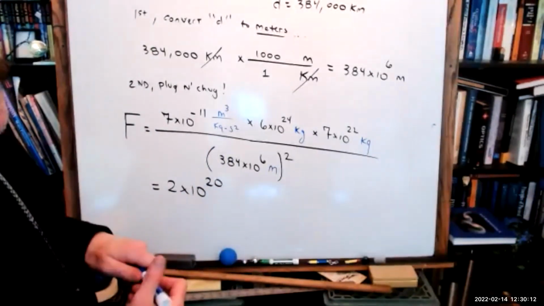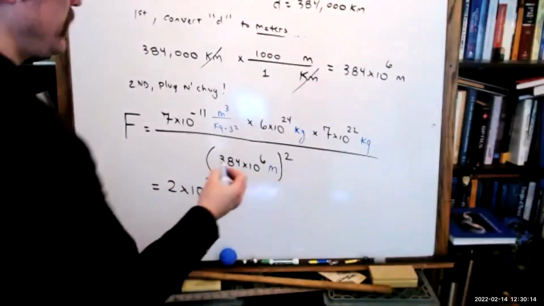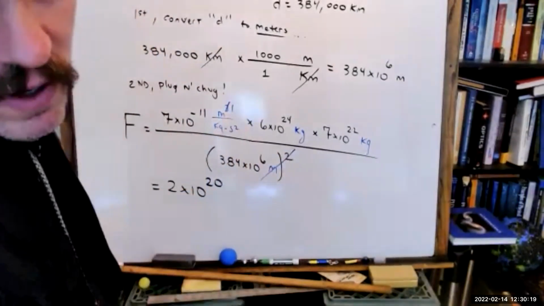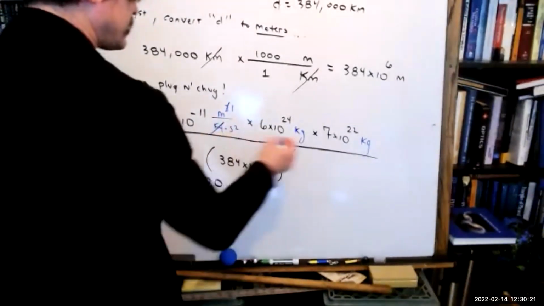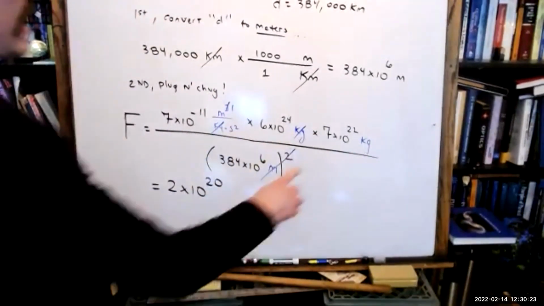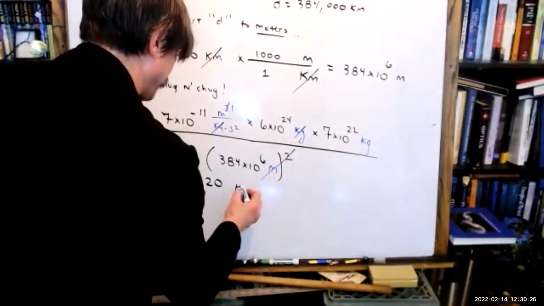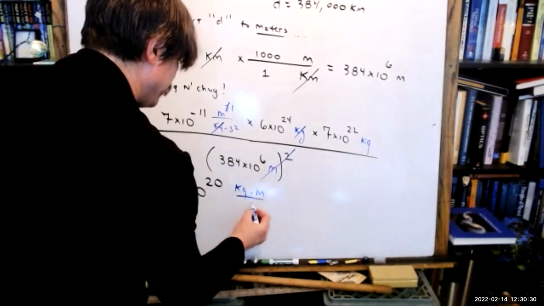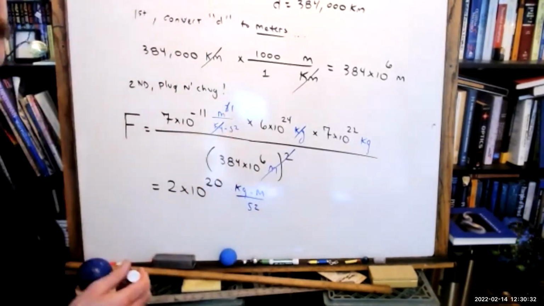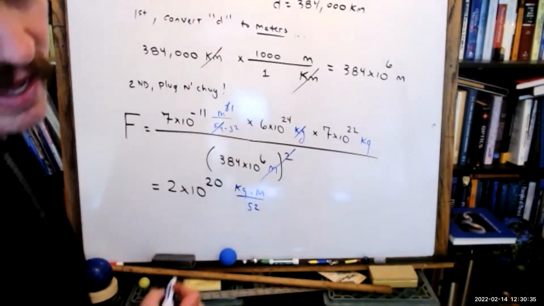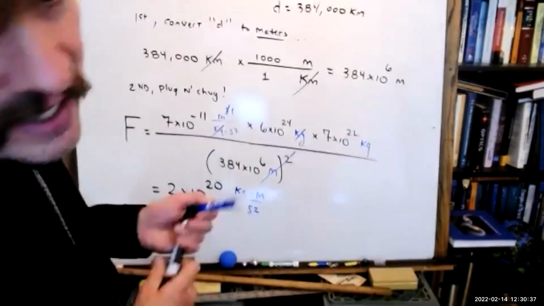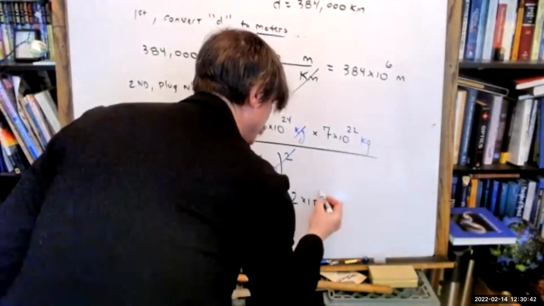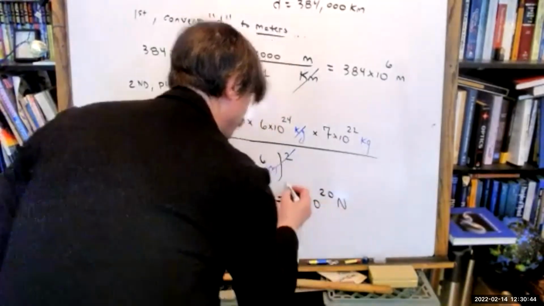Newtons. That's what it's going to be, but let's see why. Meters cubed will cancel with 3 meters to give you meters to the 1. Kilograms cancel with 1 kilograms. And that means at the top you have a single kilogram times a single meter over a second squared. And kilogram meters per second squared is a Newton. So that's 2 times 10 to the 20 newtons of force.